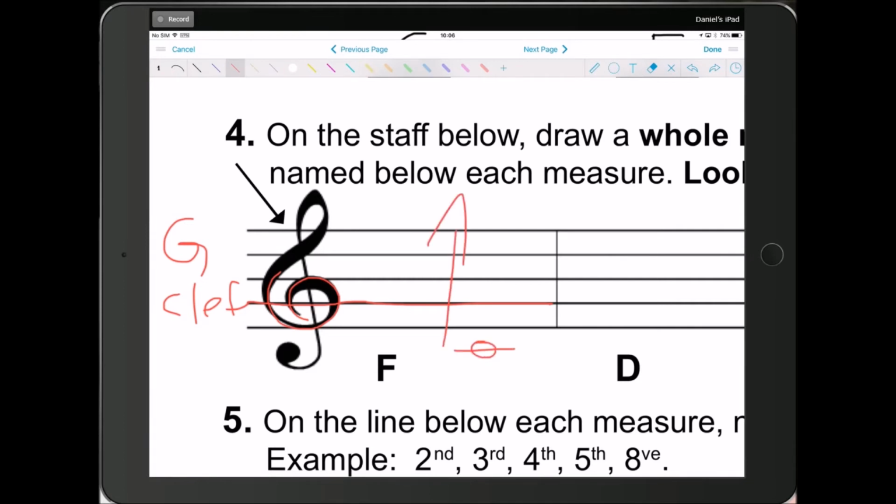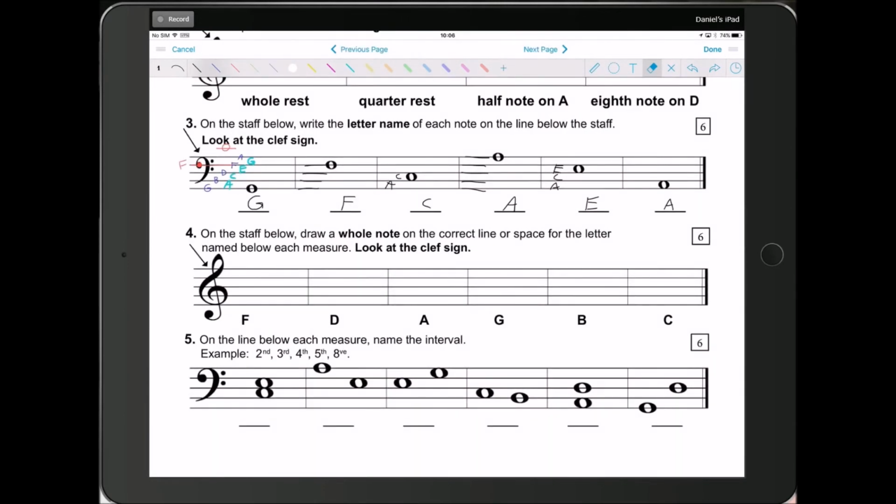Alright? So I'm going to erase all this because we have to draw some notes. I don't think I read the question to you. Alright, let's read the question real quick. It says, on the staff below, draw the whole note on the correct line or space for the letter named below each measure. Look at the clef sign, please.